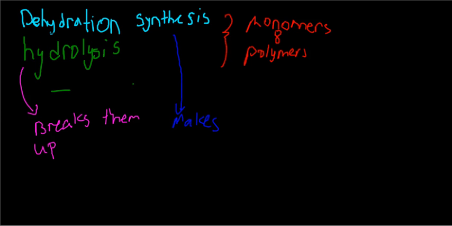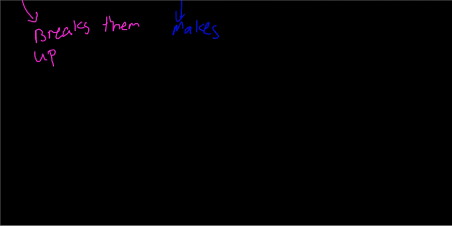So if dehydration synthesis makes and hydrolysis breaks, how exactly does that happen? Let's start with dehydration synthesis, and I'll do it in green. Alright, so dehydration synthesis makes the bonds. What this means is that you are removing water. That's what the term means. When you do dehydration synthesis, what you're really doing is removing the water that's in there. So what does that mean?